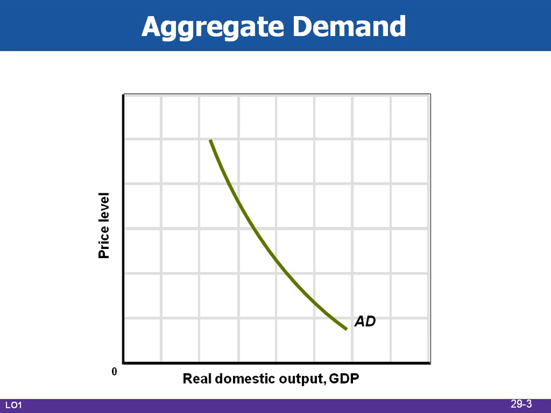This figure depicts the aggregate demand curve. The downsloping aggregate demand curve, AD, indicates an inverse or negative relationship between the price level and the amount of real output purchased.